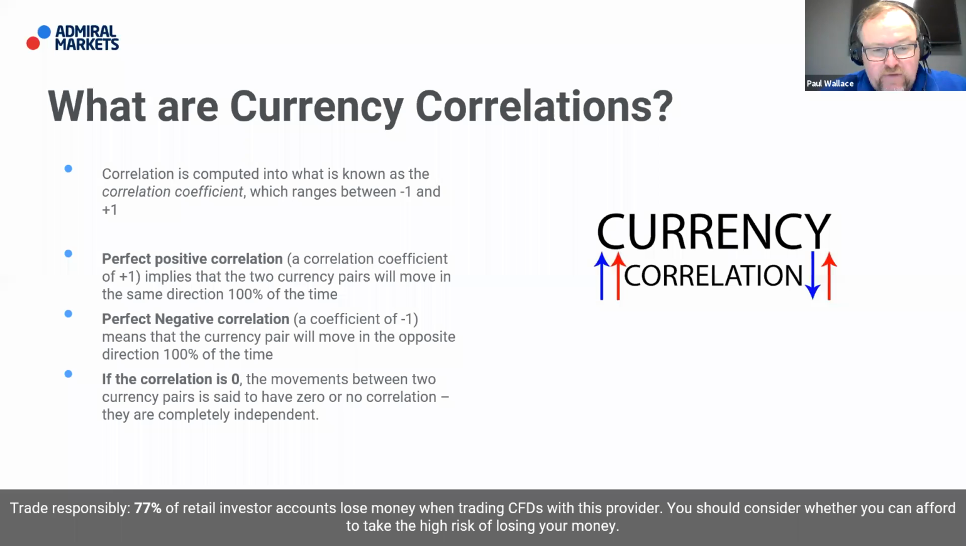And of course, the reverse of that is if they have a perfect negative correlation. That means that the currency pair will move in the opposite direction 100% of the time. And if the correlation is 0, well, the movements between the two currency pairs are said to have no correlation. They are completely independent.